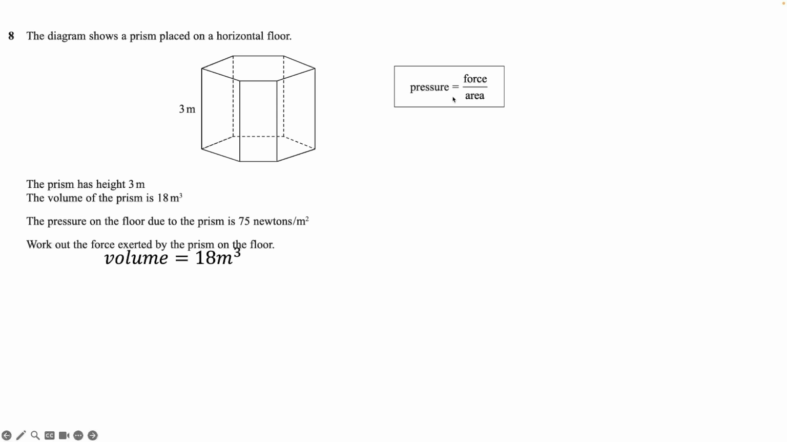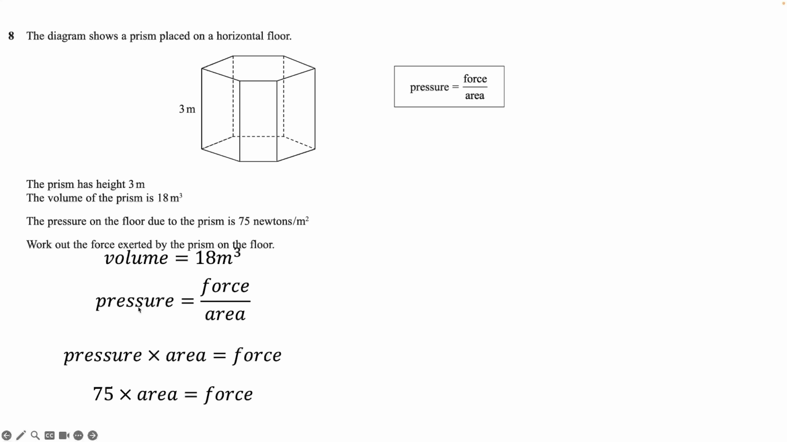We're given the equation for pressure. So pressure is equal to force divided by area. So we want to find out just the force. So we can rearrange this equation. We can multiply by the area to get pressure times area is equal to the force. Well, what values do we have? Well, we have the pressure. That's 75. So we put 75 in here. And that gives us 75 times the area equals the force.